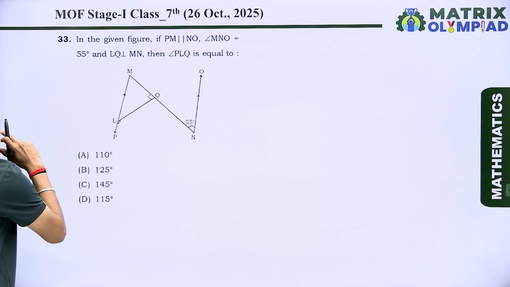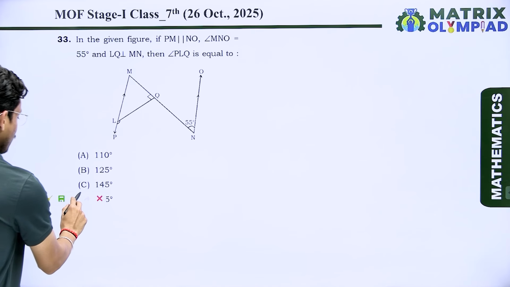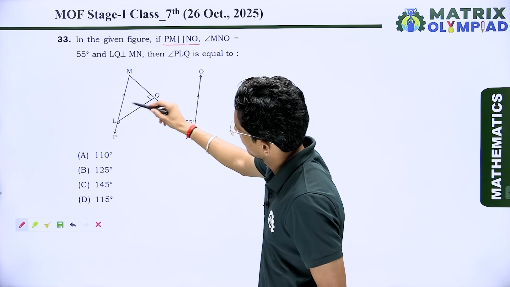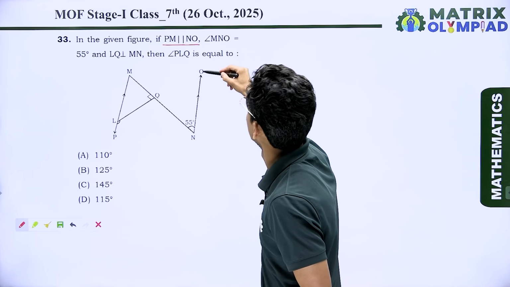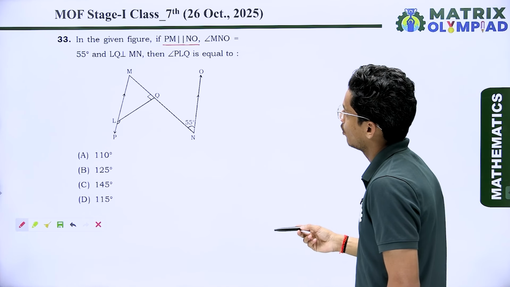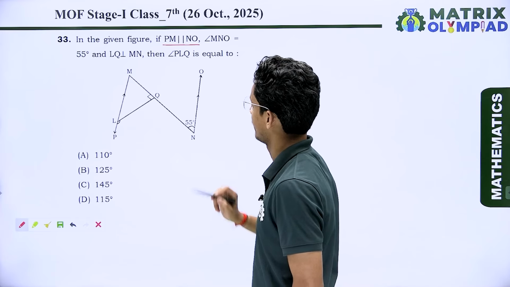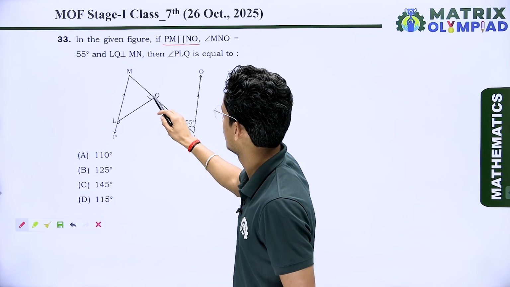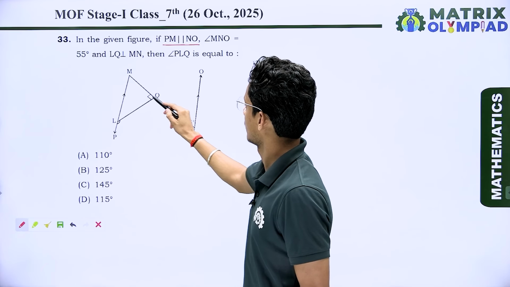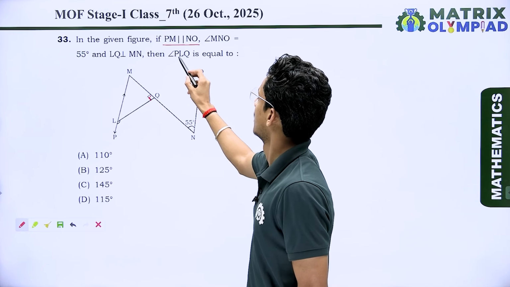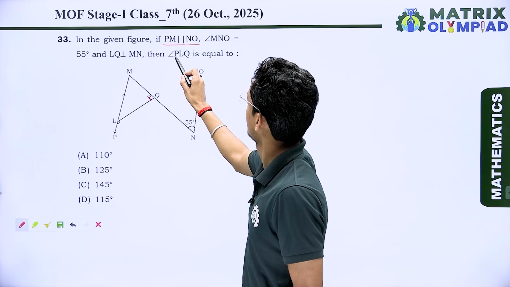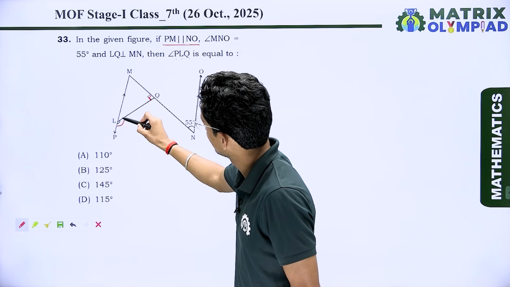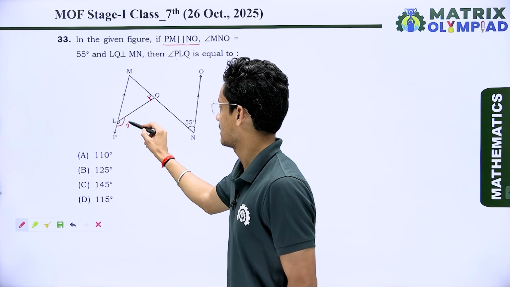Now the next question: in the given figure, PM is parallel to NO, and angle MNO is 55 degrees. LQ is perpendicular to MN, so it makes a 90 degree angle. Then find the value of angle PLQ. Here we have to find the value of this angle, so this is X.